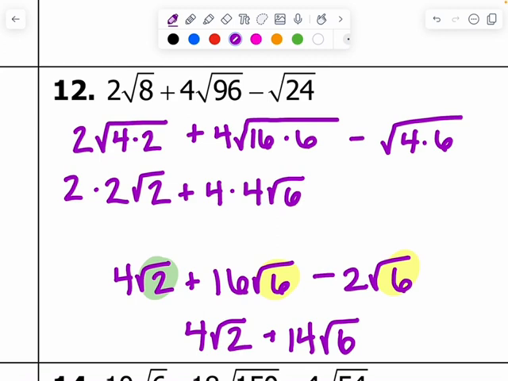Okay. Your homework is page 9. Do not worry about number 11, but you can do 1 through 10. You have the rest of the class period to work.